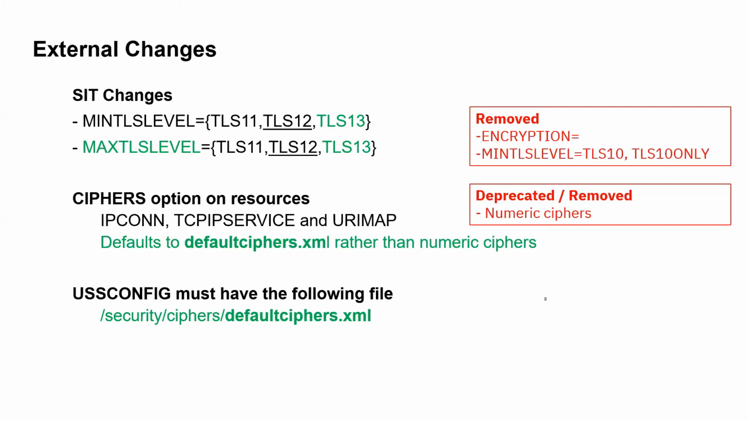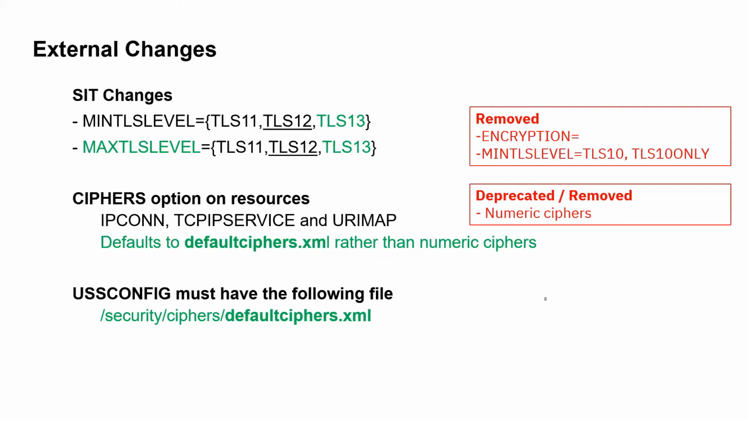With this change in the open beta, the TLS 1.0 protocol has been withdrawn because it's no longer something that any auditor would really allow on a system. Also, there was a SIT parameter called encryption, which basically set the minimum TLS protocol level to 1.0 and the maximum TLS level to 1.1. This is a highly confusing method of setting those parameters, so that's replaced by the min TLS level and the max TLS level parameters.